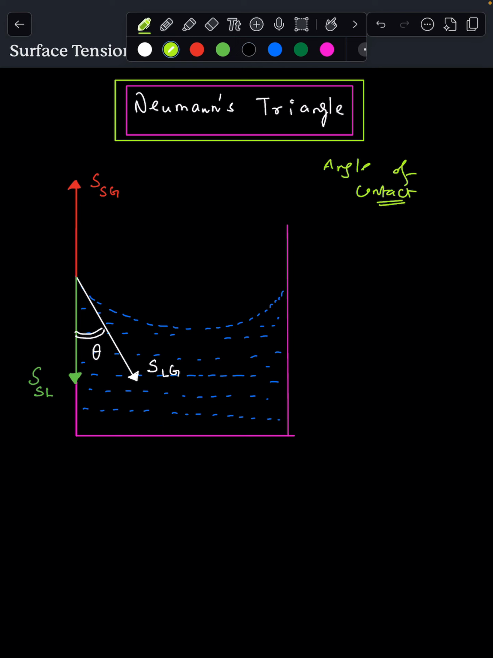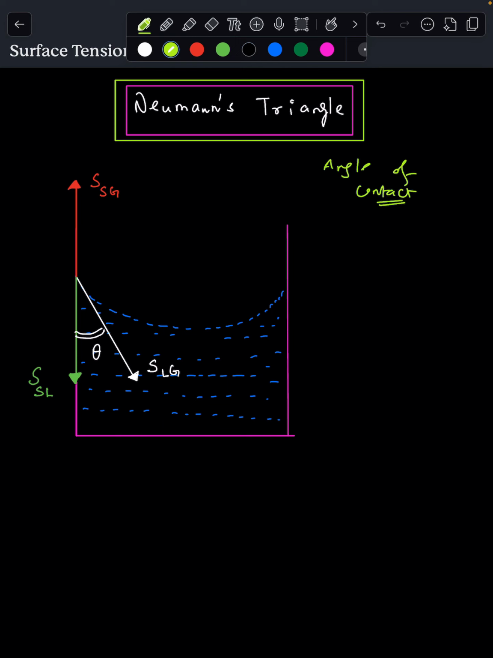Now if I take the component of this, you can clearly check that the component of S_LG in this direction will become how much? It will become S_LG cos theta. In this direction, the component will become S_LG sin theta. So S_LG sin theta is going to be counterbalanced by the adhesive forces, since we are considering that the liquid molecule at that particular point in this corner is at rest.